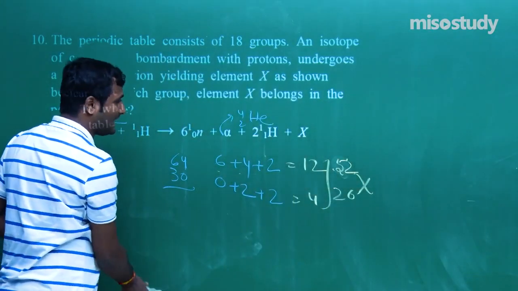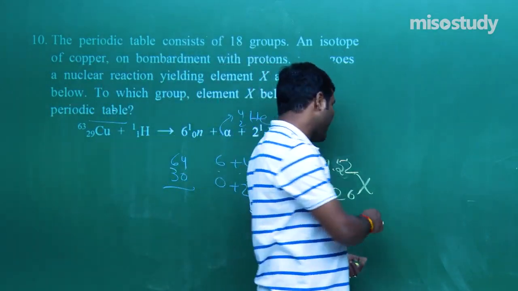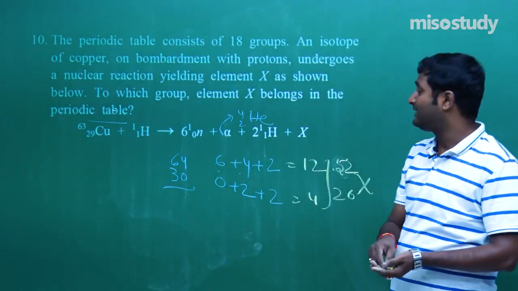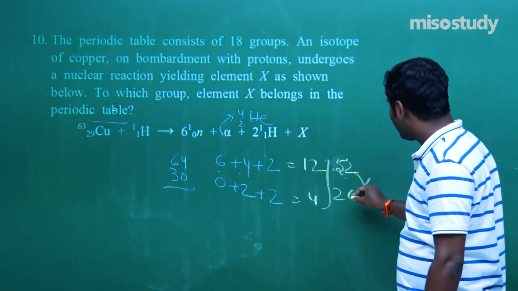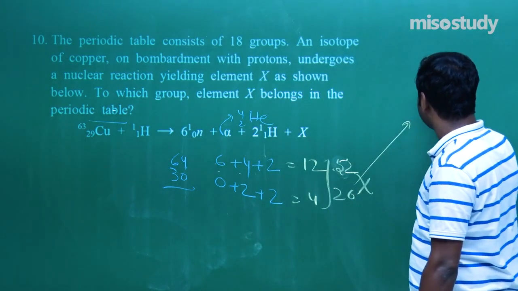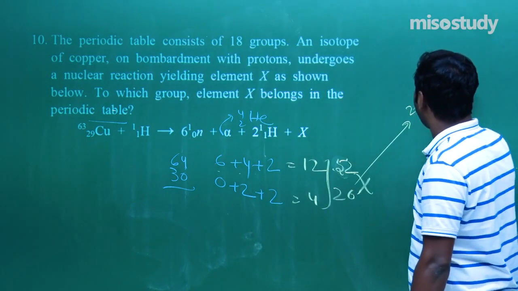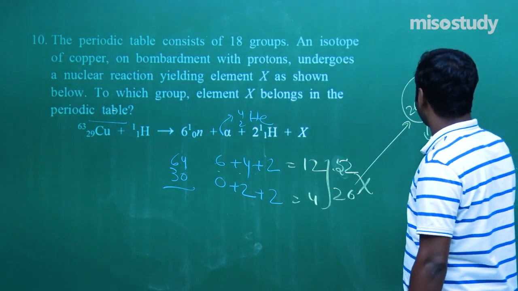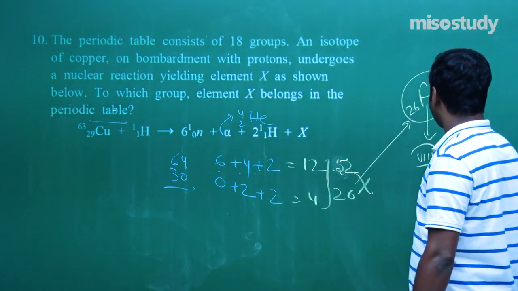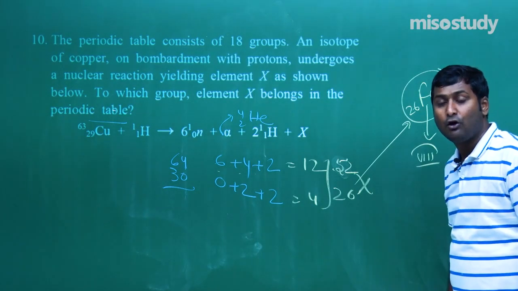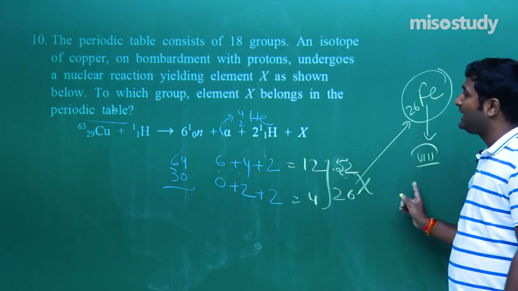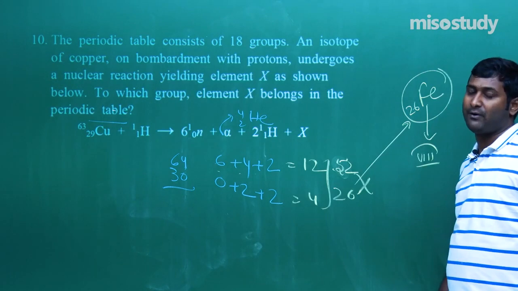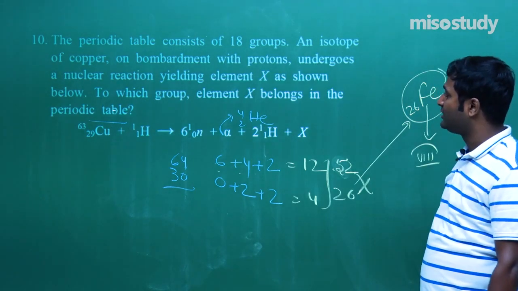Now we observe the answer. That is, X has atomic number 26. So X has atomic number 26. That is nothing but iron. Iron has atomic number 26 and mass number 56. And in which group does it belong? It belongs to group 8. So the answer will be group 8, and this is a direct question from the IIT JEE competitive examination.